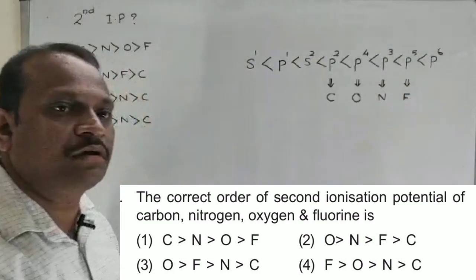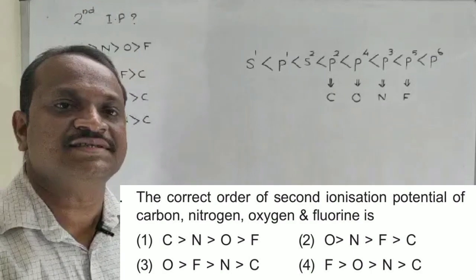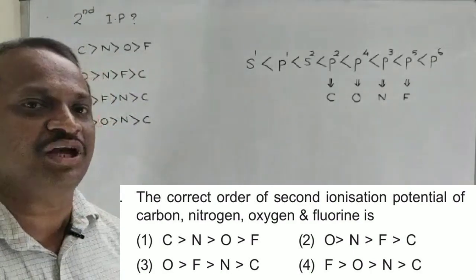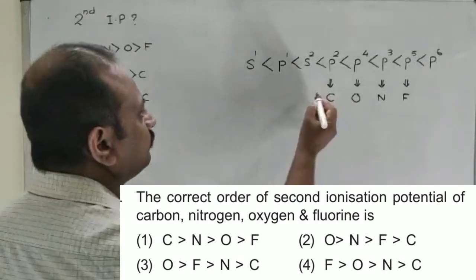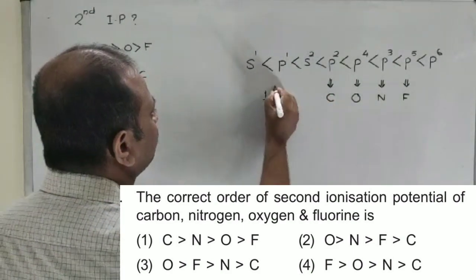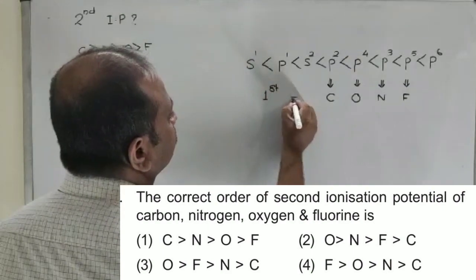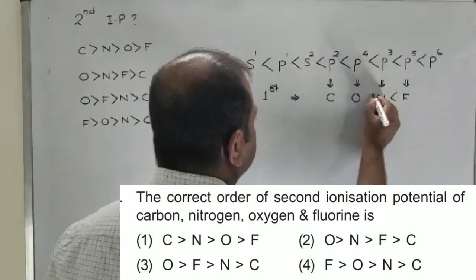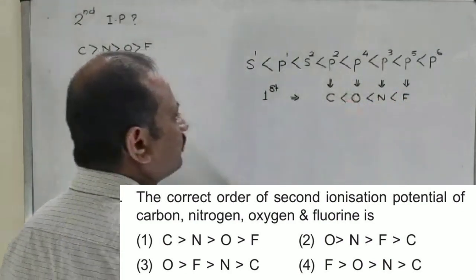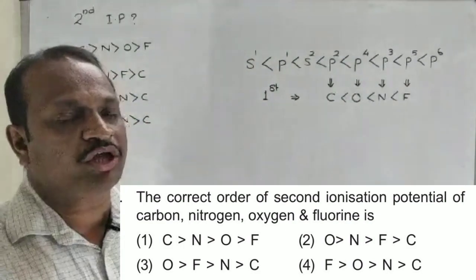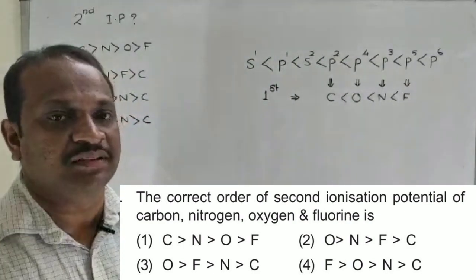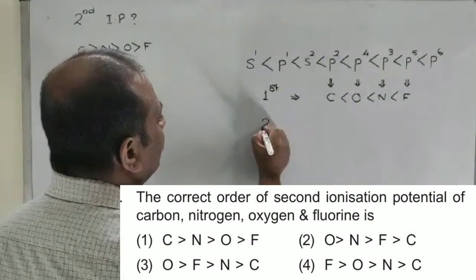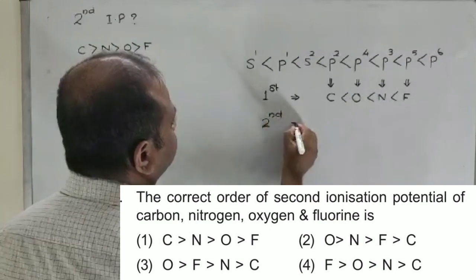So what is the correct order of second ionization potential? If they are talking about first ionization potential, you can follow this order. So what is the order of first ionization potential? Fluorine greater than nitrogen greater than oxygen greater than carbon. But they are not talking about first ionization potential, they are talking about second ionization potential. So let's see what is the second ionization potential.